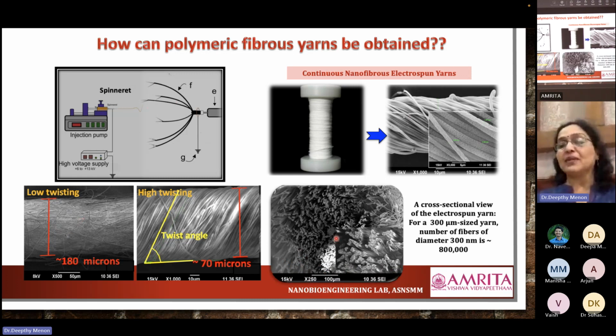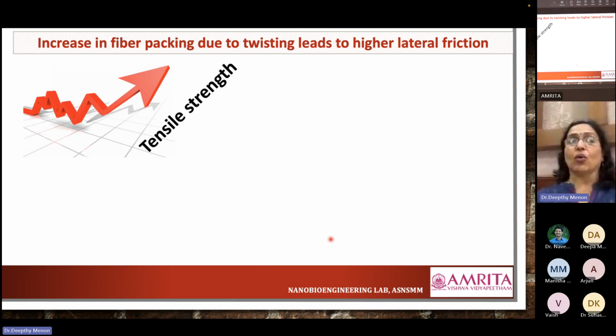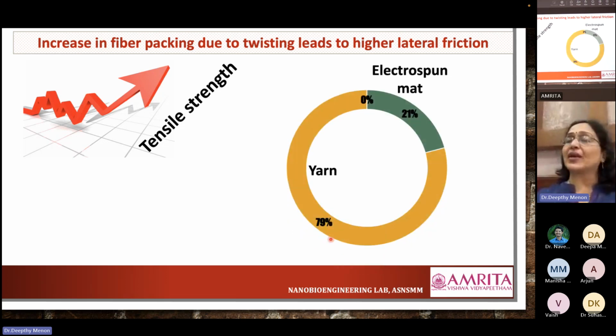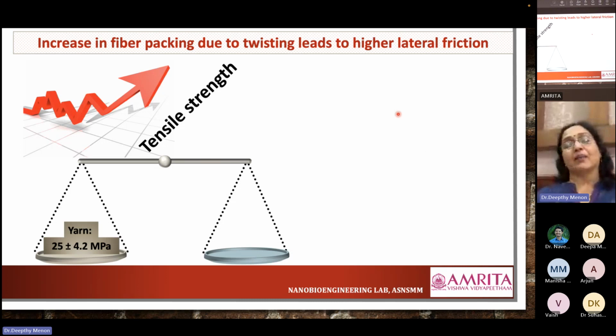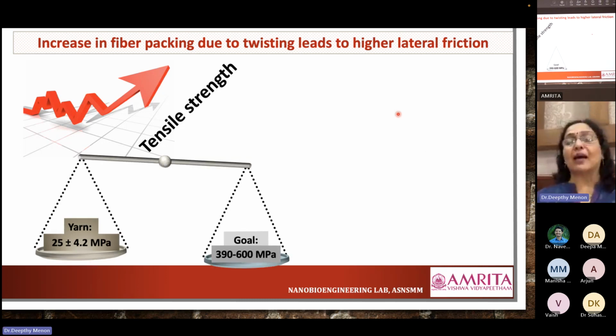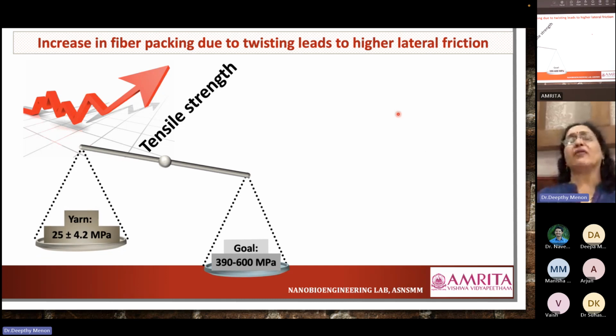See the number of fibers that are there, 80,000 odd in a yarn of diameter 300 micron. So that's very good. So we understood that if you increase the fiber packing, because of the twisting, it leads to very high lateral friction and that increases the tensile strength significantly in comparison to that of an electrospun mat. There we go. But still, the yarns are way too low in strength in comparison to our goal, which is typically 500 megapascal. So what do we do?